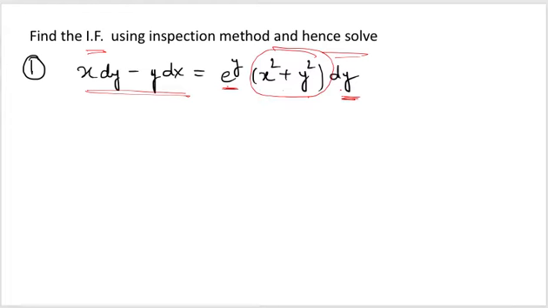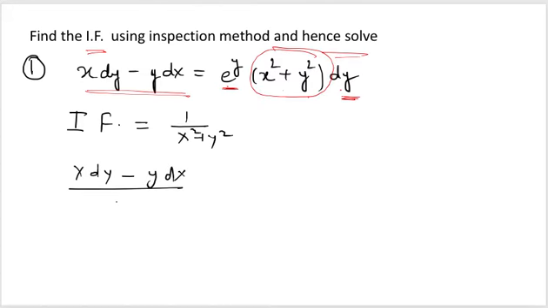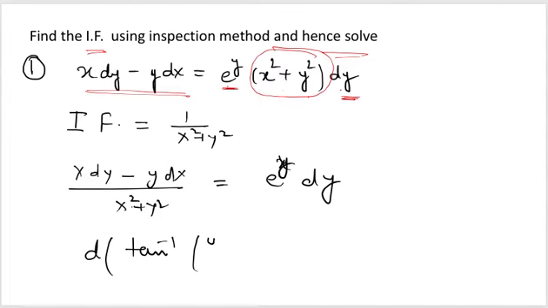So I spot my integrating factor. You have to do some kind of rearrangement, and you can spot the integrating factor. So here the integrating factor is 1 upon x square plus y square. Why? Because when you multiply both sides by 1 upon x square plus y square, this side will be divided and it will come into only d of y times dy. Now it can be further written as d of tan inverse y by x, from the formula which I shared with you in the beginning, and here you have e to the power y dy.